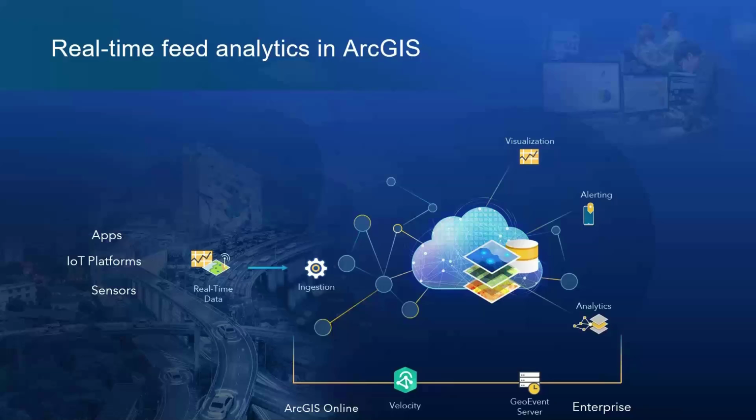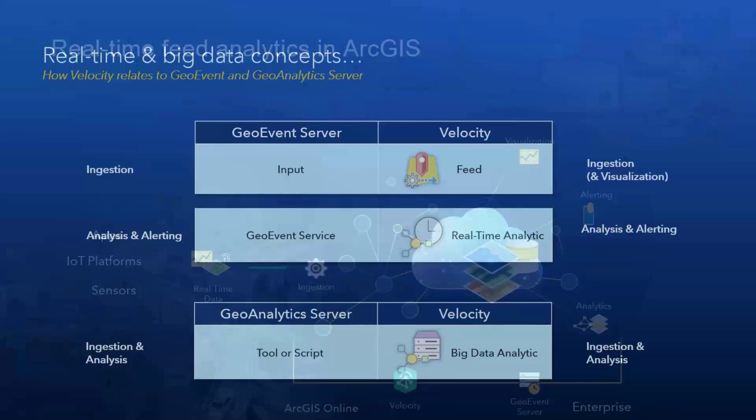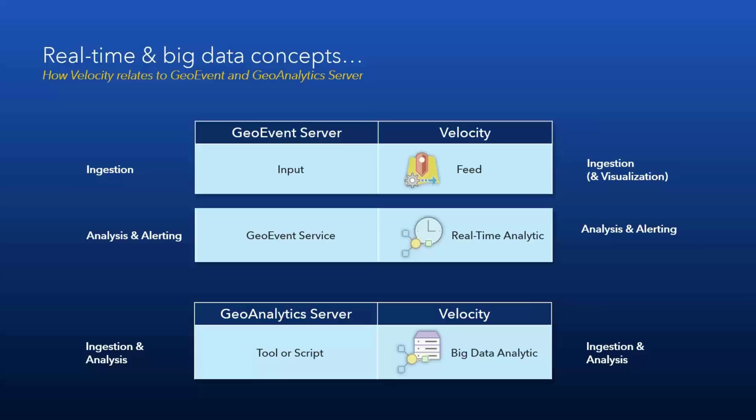When we work with these real-time feeds in Velocity or in GeoEvent on our enterprise, we can connect our IoT platforms, our sensors, or other apps, ingest our data, and push it out to new applications. I'm talking quite a bit. The examples that we've been seeing today from Armando have been with Velocity.